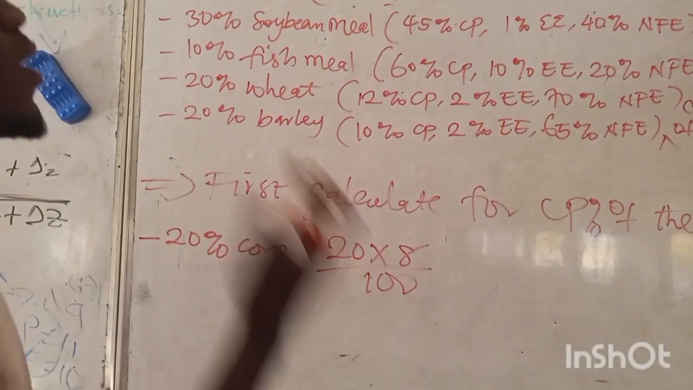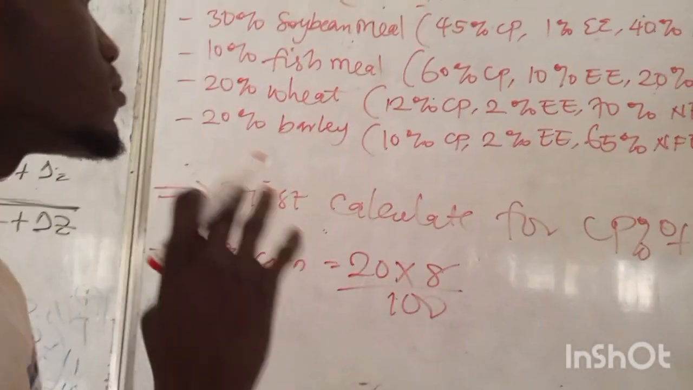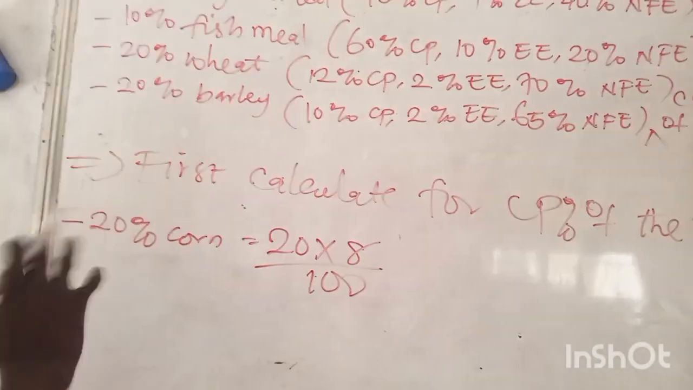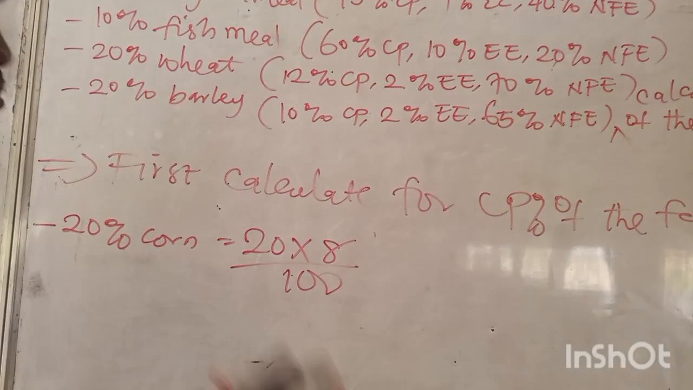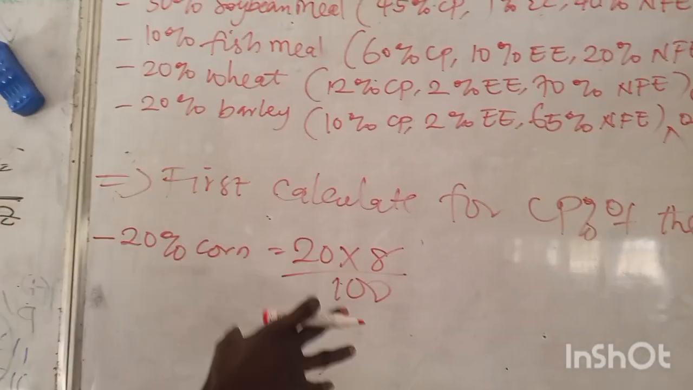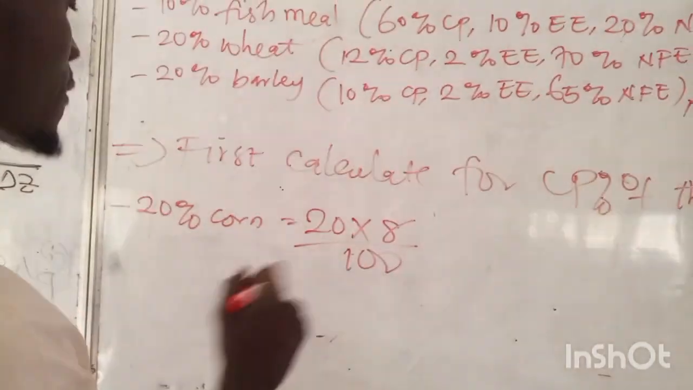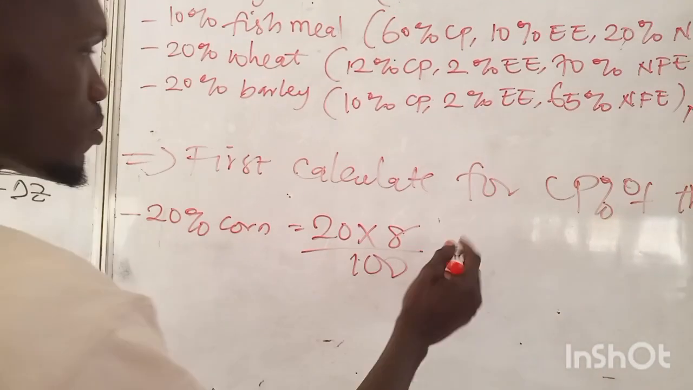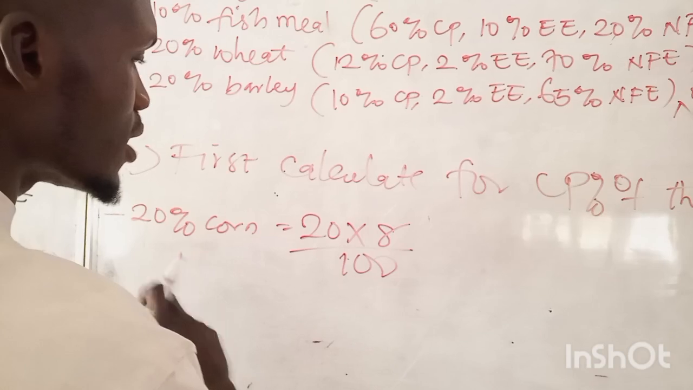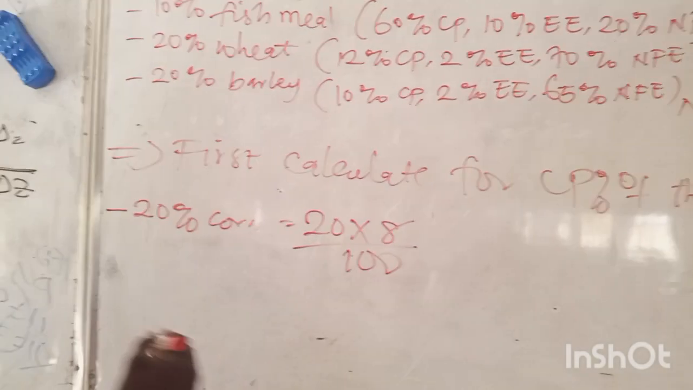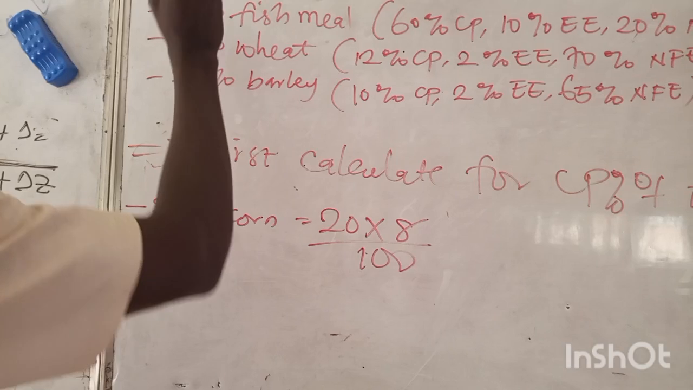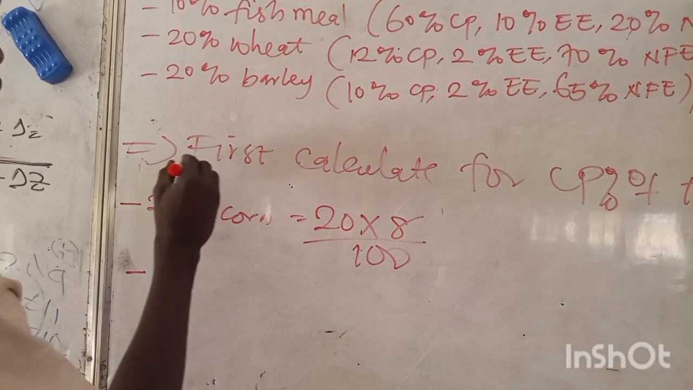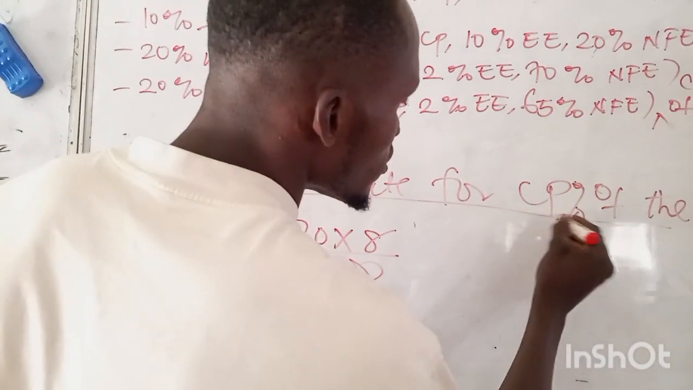Because everything here is percentage. We are dealing with percent here, not in kg yet. Remember that percent is 100, we are using 100% here. So that is what we are going to have here: 20 times 8 divided by 100. When you come here, the same thing. Remember, we are dealing with only the CP here.